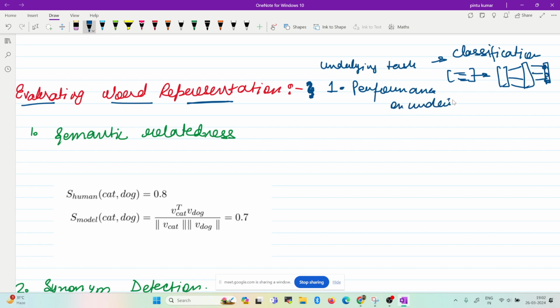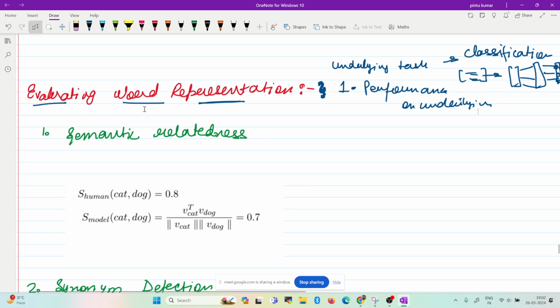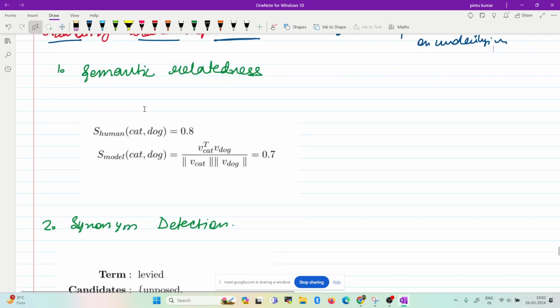So what I mean by that is that you train your classification model also based on this vector representation, and then you see how your accuracy is on this classification task. That will tell you the quality of the word representation that you have. Okay, this is one thing. Another thing is there are three methods that have been proposed by the professor in this course.